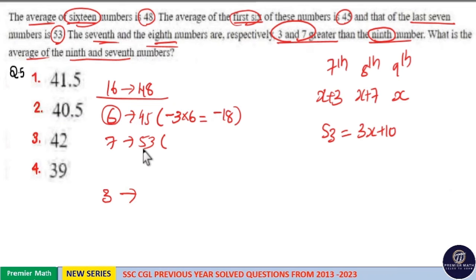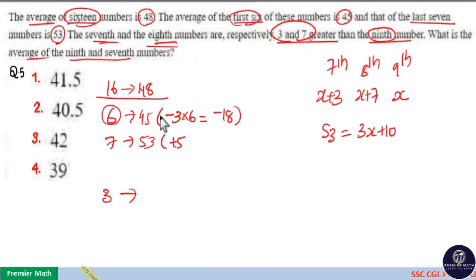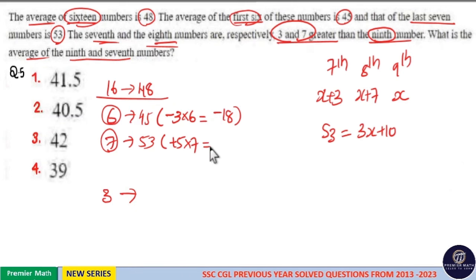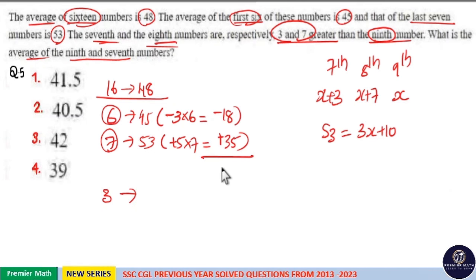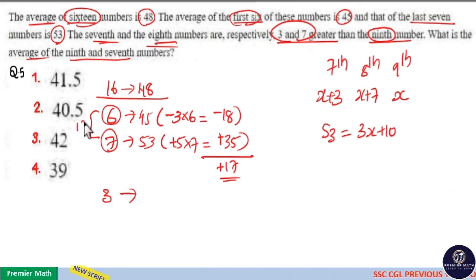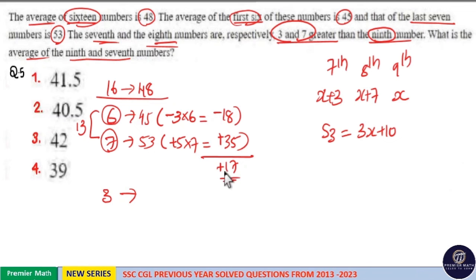Same way, 53 is 5 greater than 48. Now this plus 5 increment in average is for these 7 numbers. So plus 5 into 7 is equal to 35. That is, there is a total of 35 increment in the sum of these 7 numbers. Now, overall increment is 35 minus 18, which is 17, which means there is a total of 17 increment in the sum of these 13 numbers, so we have to subtract the 17 from the sum of the 16 numbers.